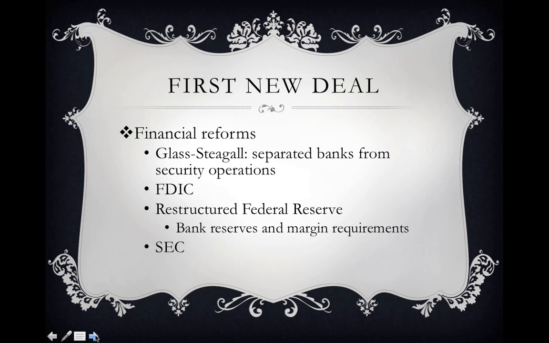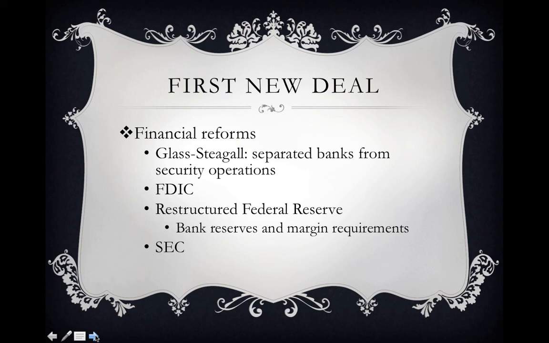Also realize there were financial reforms, the Glass-Steagall Act. The Glass-Steagall Act separated banks from security operations, which was lifted in the 1990s, I believe, under Clinton. So banks had to be separate from the operations of bonds and securities, etc., which is not the case today. The Federal Deposit Insurance Corporation provides deposit insurance so that if banks fail, your deposits do not disappear. You're not wiped out because your bank went bankrupt.